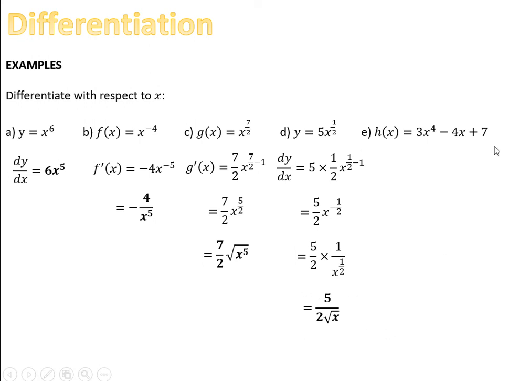And the last one is basically just showing the idea that if you have lots of functions or parts of a function added together, you just differentiate each one individually. 12x to the power of 3. This becomes -4x to the power of 0. You drop it by 1, it just becomes x to the power of 0, and a constant just disappears. So it's just 12x cubed minus 4. Okay?